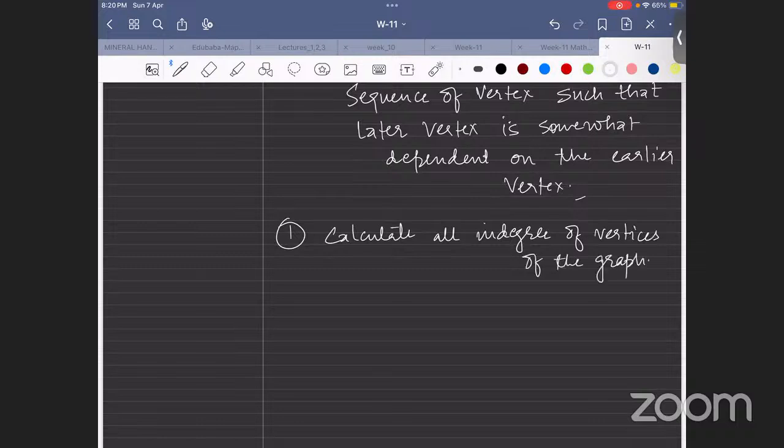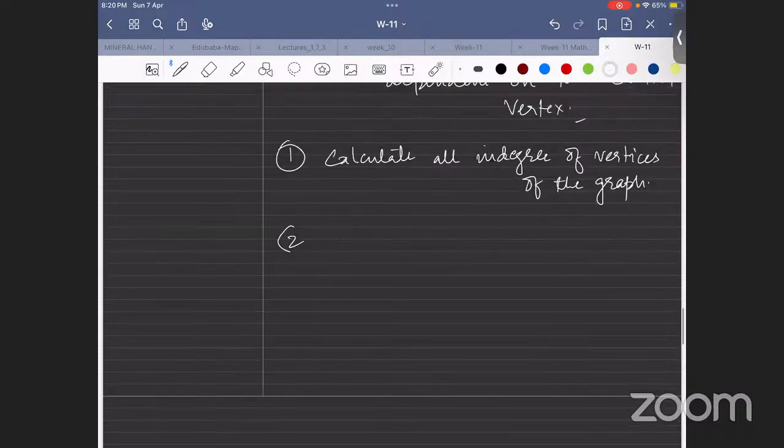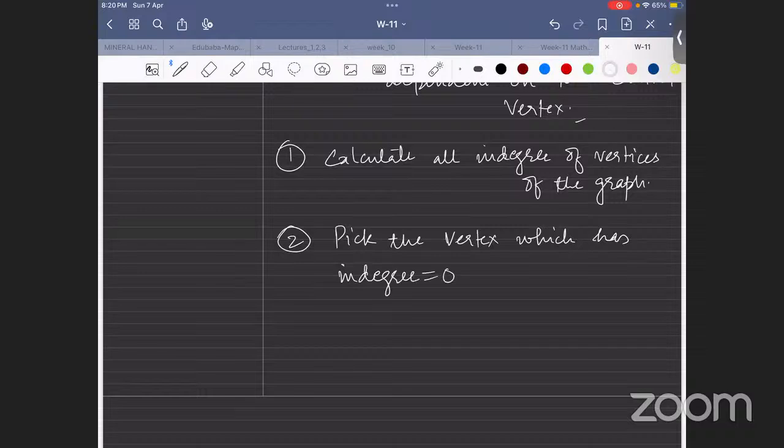And then you have to select a vertex with in-degree 0, correct? You have to pick the vertex which has in-degree equal to 0, and whichever vertex you have selected where the in-degree is 0, you just add it to the sequence.